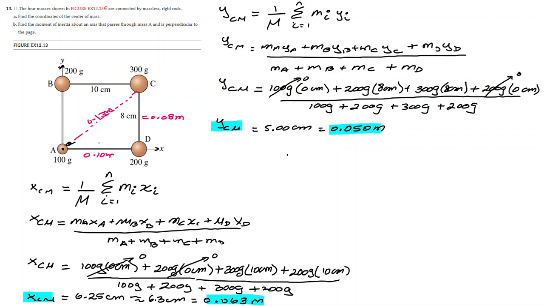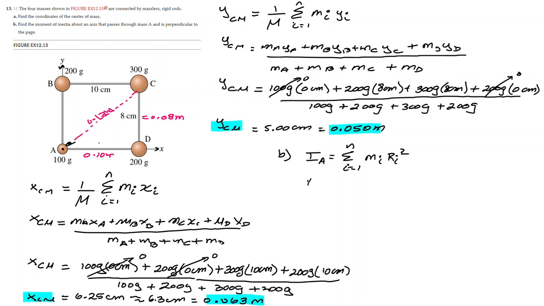Because in part 2, when they ask you to find the moment of inertia about an axis that is passing through mass A and that is perpendicular to the page, to find that moment of inertia with respect to A, you say that it is equal to the sum from i equals 1 to n of m sub i times r sub i square. So you need to know each mass and the distance from each mass to, in this case, mass A, right? That is the reference, because the axis is passing through that mass.